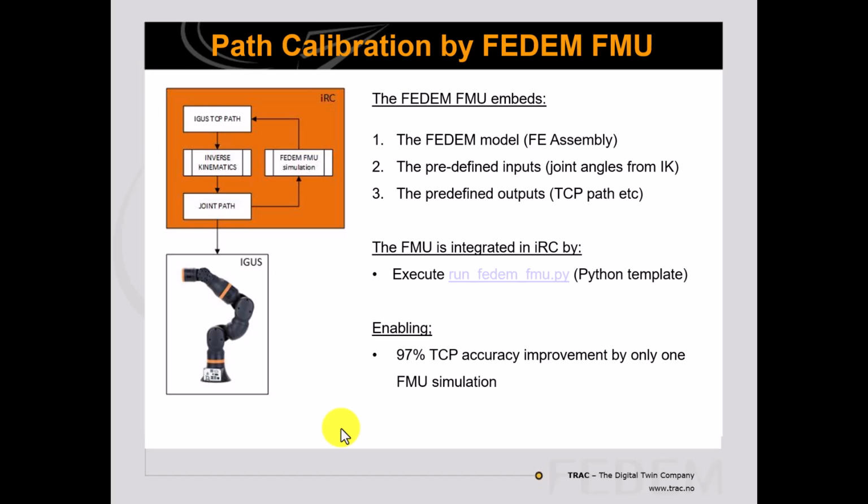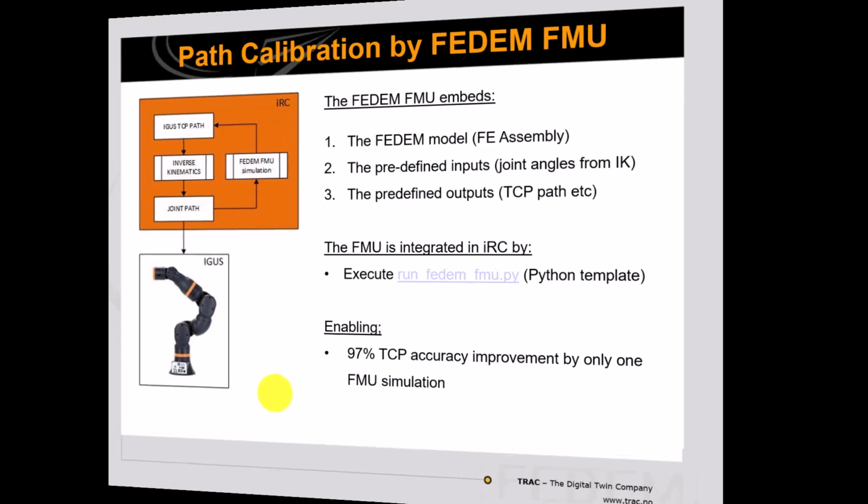So let's wrap it up. The FEDEM FMU is giving you the same results as the FEDEM software installed as a desktop application. It can be executed by a simple Python script that you can modify for your own needs. And if you can execute this Python script or a C# script from your own offline programming system, you can achieve 97% TCP accuracy improvement, like in this example. And remember, it's a very simple implementation.